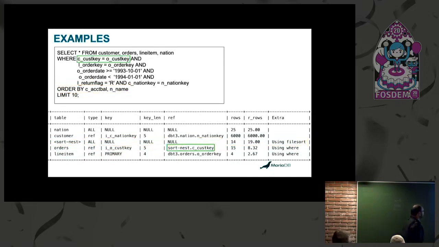Another interesting part is if you look at this condition for the orders table, it will not know anything about the customer key. So it needs to refer to the fields of the sort nest and not of the base table itself, because the base tables are now not at all over there.